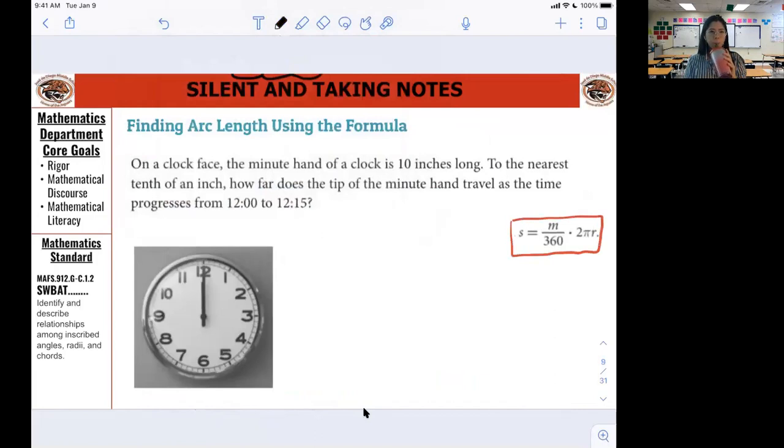On a clock face, the minute hand of a clock is 10 inches long. To the nearest tenth of an inch, how far does the tip of the minute hand travel as the time progresses from 12 o'clock to 12:15? Awesome. So from 12 o'clock to 12:15, where is 12:15?